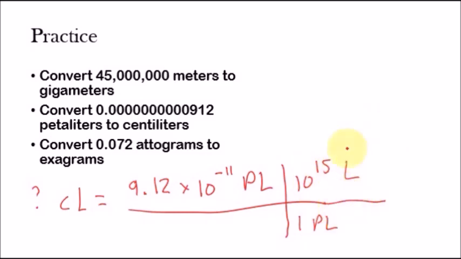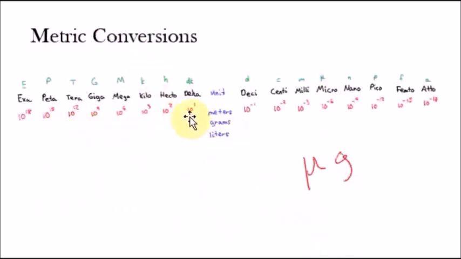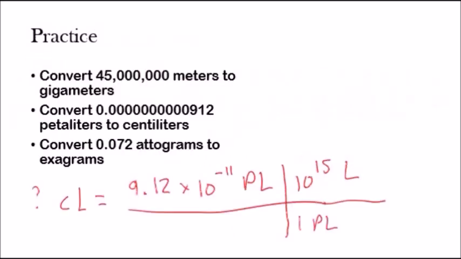Okay, you can't just put the conversion factor however you want. You have to make sure the units are canceling out like this. So this conversion factor is telling us 1 petaliter equals 10 to the 15th liters. We got that from right here. Right, 10 to the 15 liters is 1 petaliter.